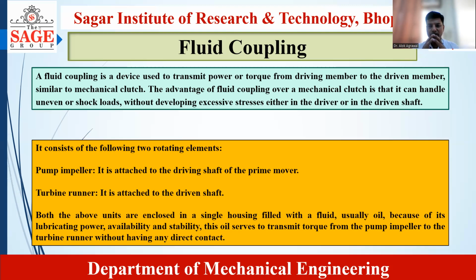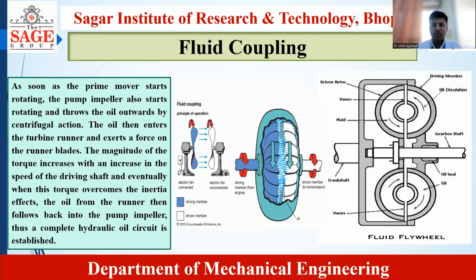These two components are enclosed in a single casing which is filled with fluid. Generally, we use oil as the working fluid because of its high viscosity, high lubricating power, its availability and stability. So this is the main construction of the fluid coupling, where the driving pump impeller and turbine runner do not come in direct contact with each other. There is some distance between them, and they are connected with the help of a working fluid, which we have taken as oil.